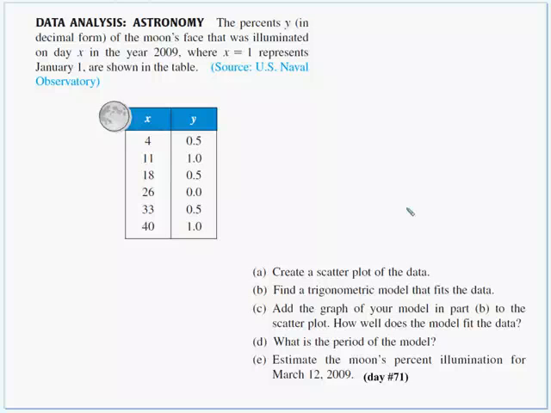For a single Hubble problem, here's a very similar problem. This deals with astronomy, and it talks about the illumination of the moon. The percentage y in decimal form of the moon's face that was illuminated on day x in the year 2009, where x equals 1 represents January 1st, are shown in the table. Now these y values, when you see a 1, that's the percent illuminated. So 1.0 is 100% illumination, or that's a full moon. Where you get 0 illumination, that would be 0%, and that would be a new moon. And of course it's going to cycle back and forth between full moons and new moons.